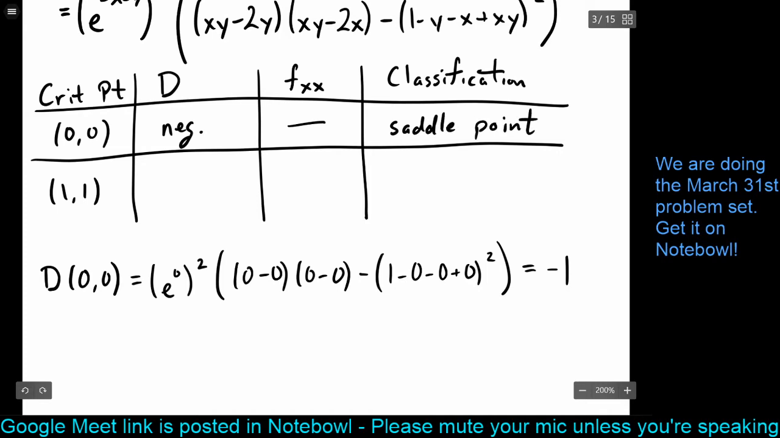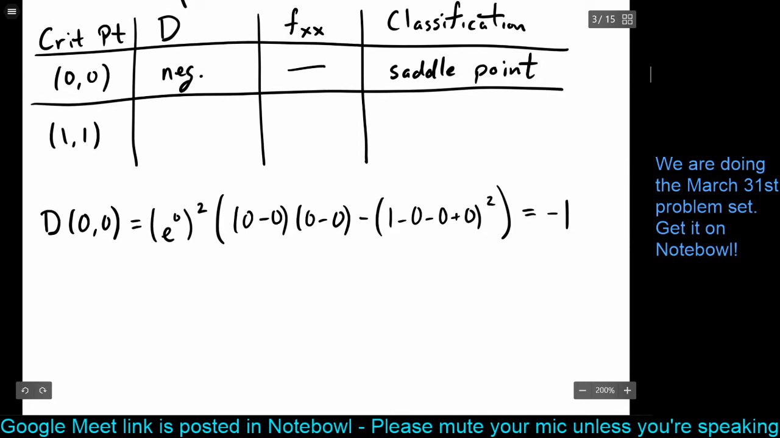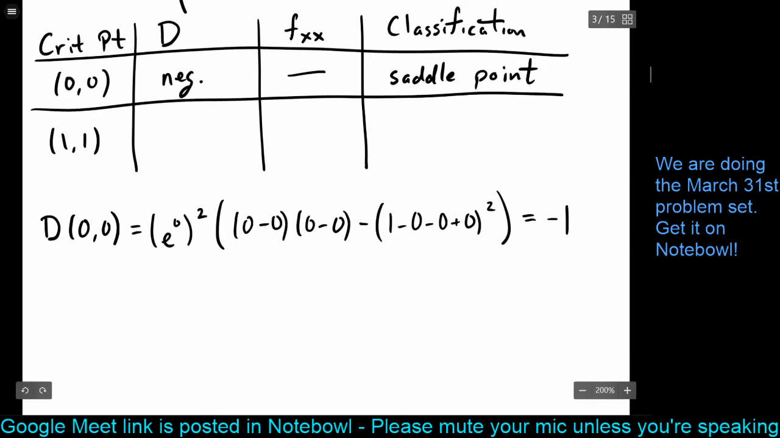If you remember the test here, we need to think about what it is doing. If D is negative, we always have a saddle point. If D is positive, then we look to the sign of fxx. If it's positive, you're at a minimum. If it's negative, you're at a maximum. And then if D is 0, the test just fails altogether.